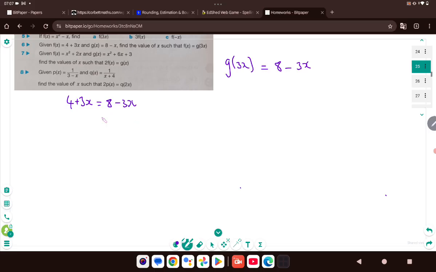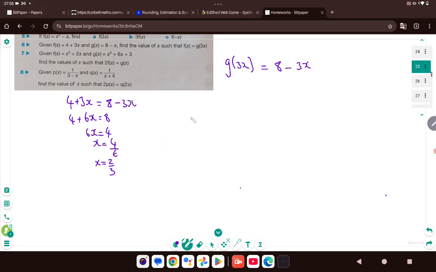Add 3x to both sides. Minus 4 from both sides. Divide both sides by 6. Simplify.